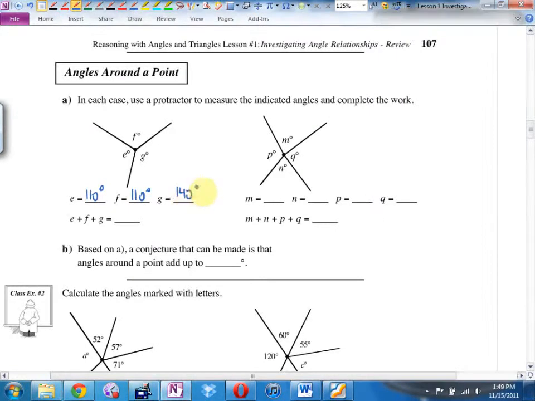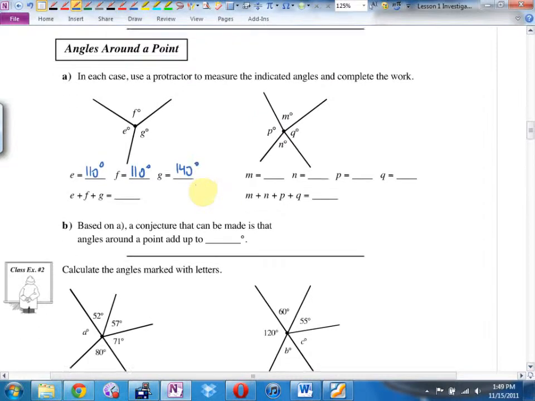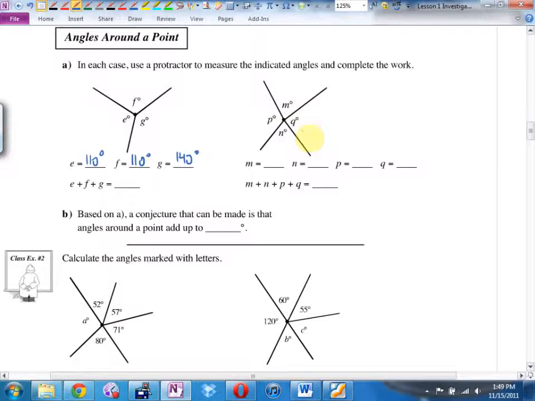We're going to give that a name as well. I'm not going to do the second one. I think I've got the idea. We call this here angles around a point. And angles around a point add up to 360 degrees.